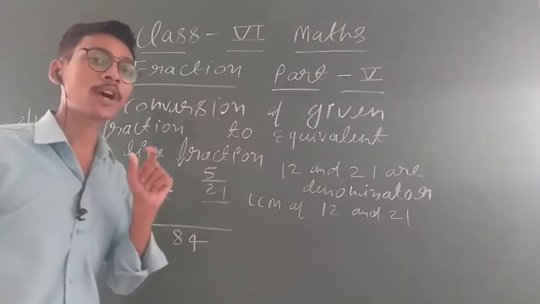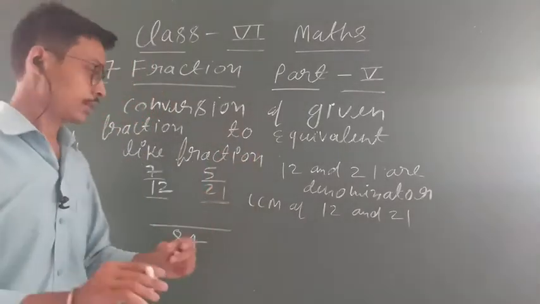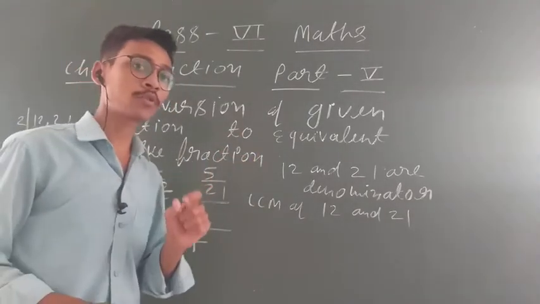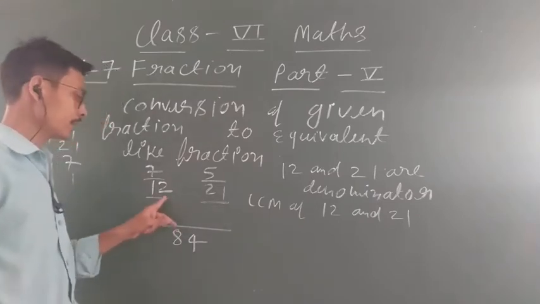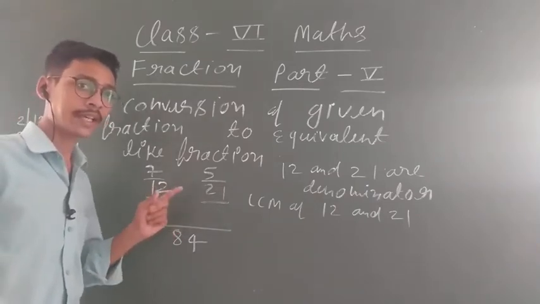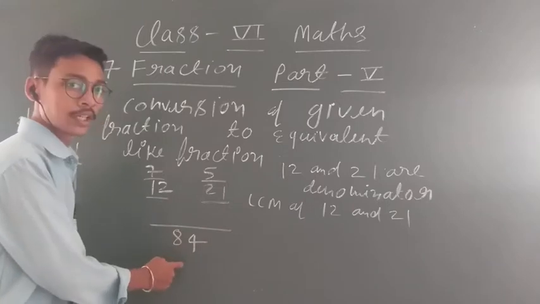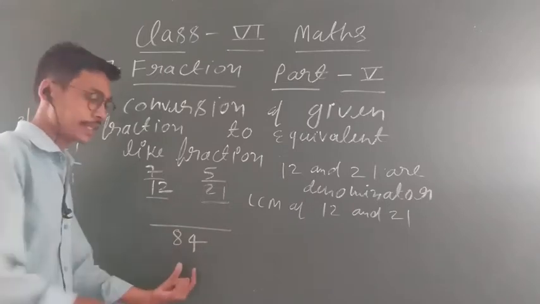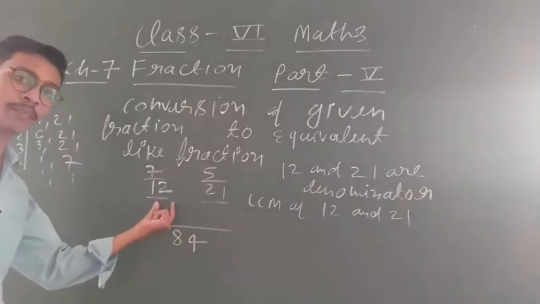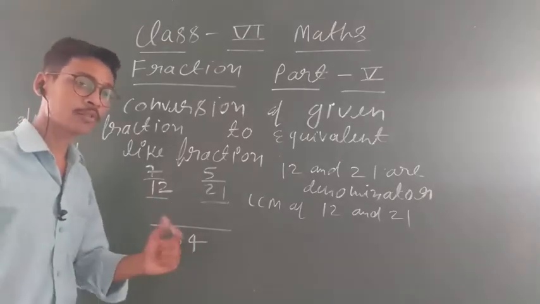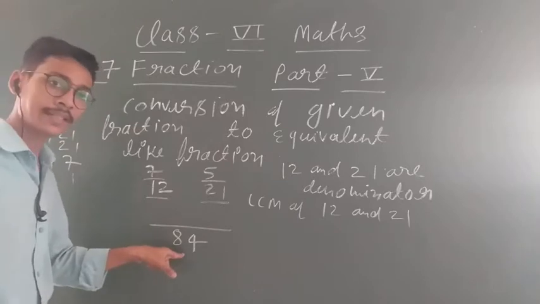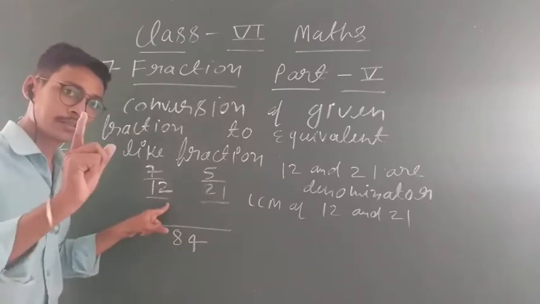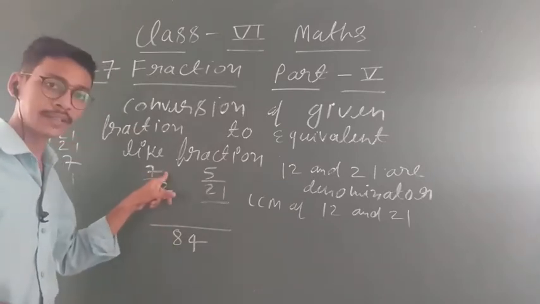Okay students, what do you have to do next? Every student makes a mistake in this. Now you have to divide this LCM by this denominator. Once again I am going to repeat. You have to divide the LCM by this denominator, and whatever comes, you have to multiply into the numerator. Again, divide the LCM by the denominator, and what comes, you multiply into the numerator.